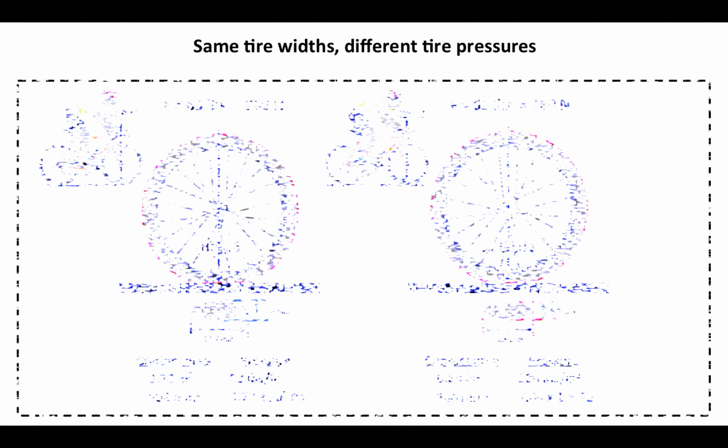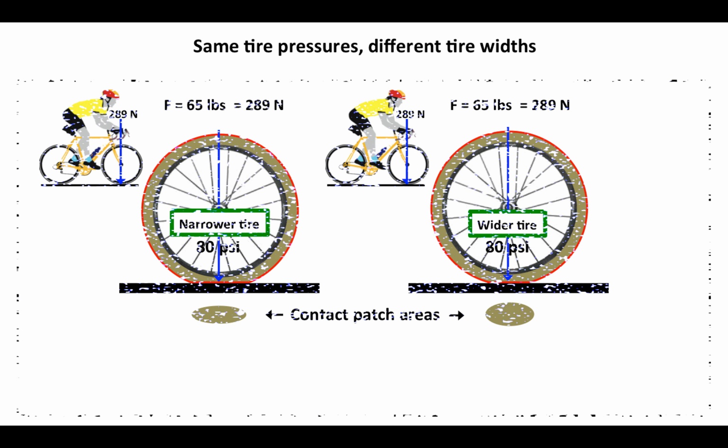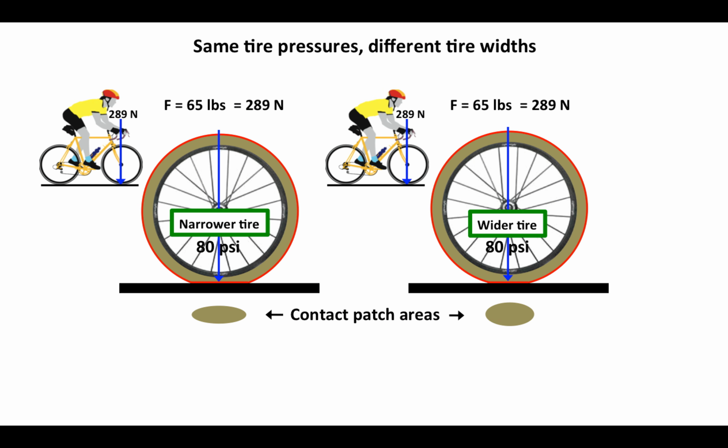Now let's change that to a different comparison, to one of comparing the same tire pressures but different widths. Here we see the contact patch areas in comparison. The narrower tire on the left has a longer and narrower contact patch than the wider tire on the right, which at the same pressure has a shorter and wider contact patch.